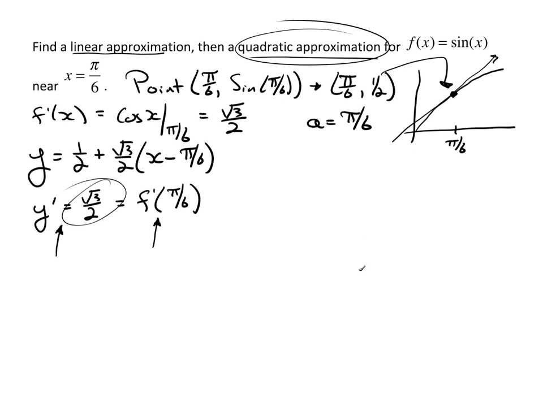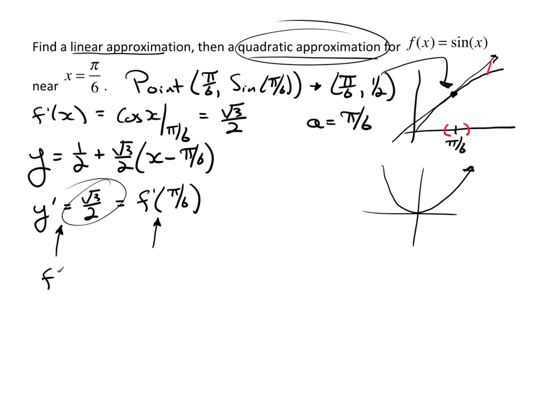Now for the quadratic approximation, what I'm going to want to do is add more detail. So if I use a quadratic function, your basic x squared looks like that. It's curved. So I should be able to come up with a quadratic that matches concavity, that has some curvature like this, that would give me an even better approximation for values of x near pi over 6. Now clearly with this linear approximation, as I get farther and farther away, my estimations get worse and worse and worse.